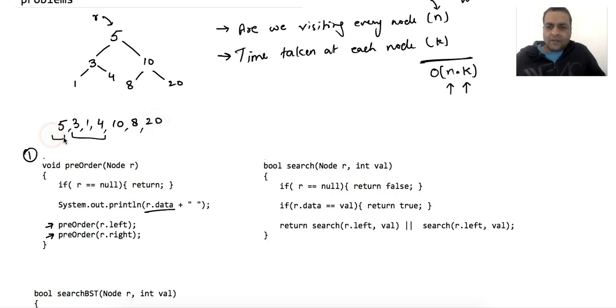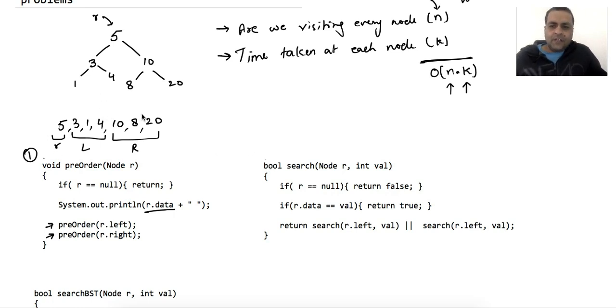So this is the root, this is the entire left subtree, and this is the entire right subtree, and the same logic is applied in the left subtree: we visit the root of the left subtree, then the left child of the left subtree, and the right child of the left subtree.